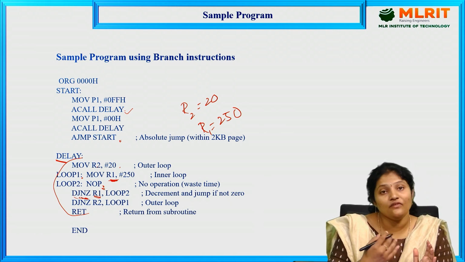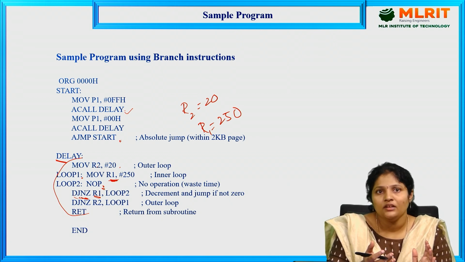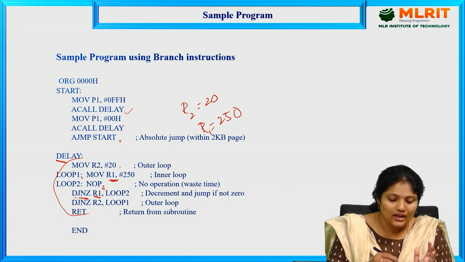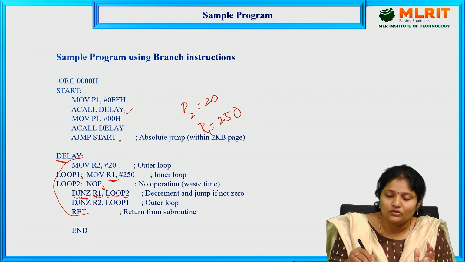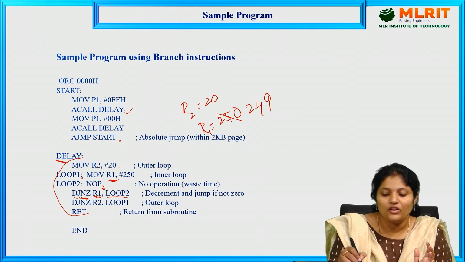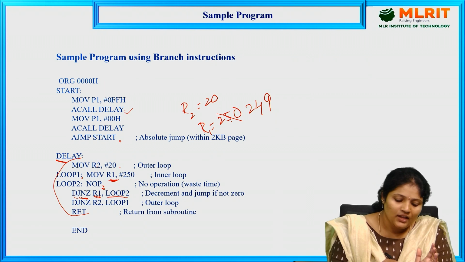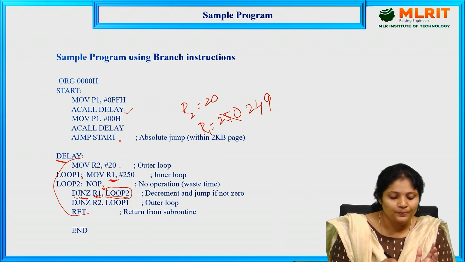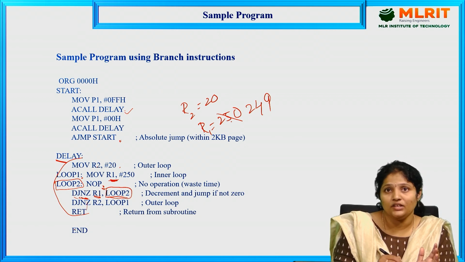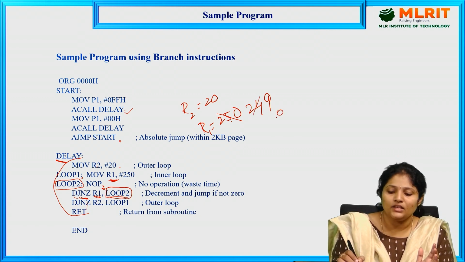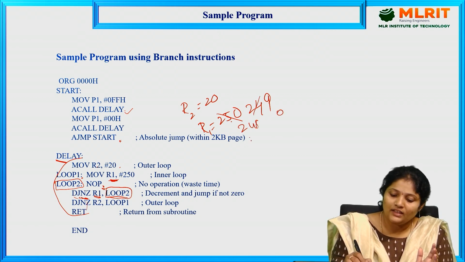After decrementing, if the register R1 does not contain 0, then only will it move again to loop 2. Now R1 has 250. After executing, it gets decremented and becomes 249. No, it is not equal to 0. So the condition is satisfied and it will move to the location loop 2. Again this internal loop will be executed until it gets to 0. Next it will be 248. Like that it needs to reach 2, 1 and 0.